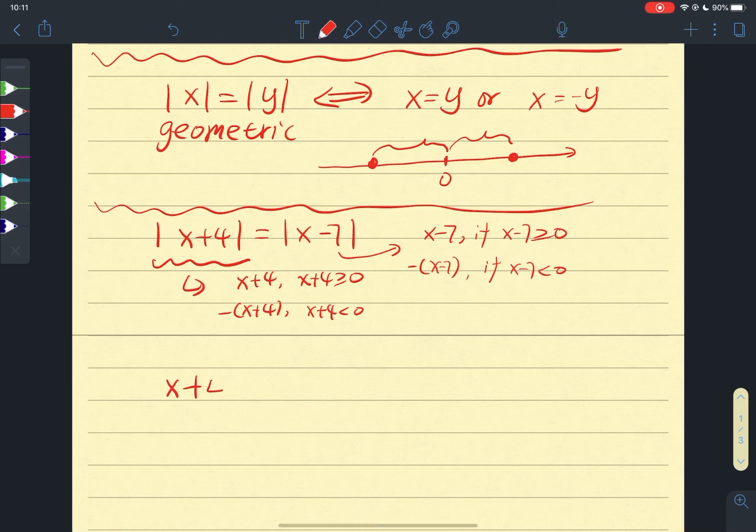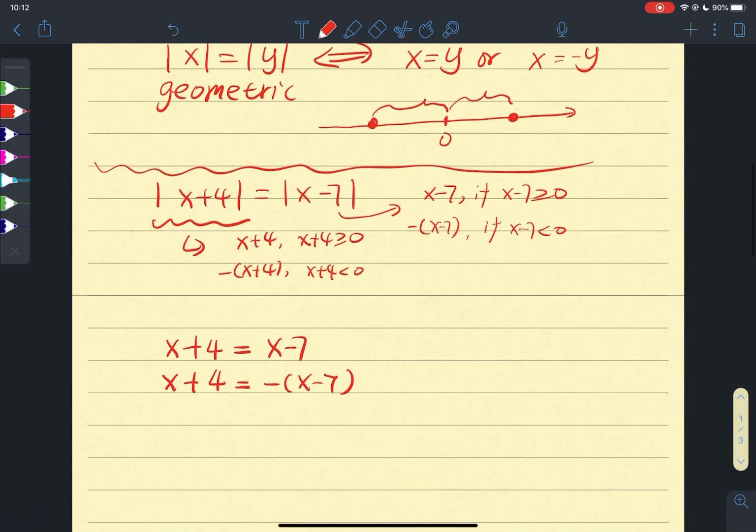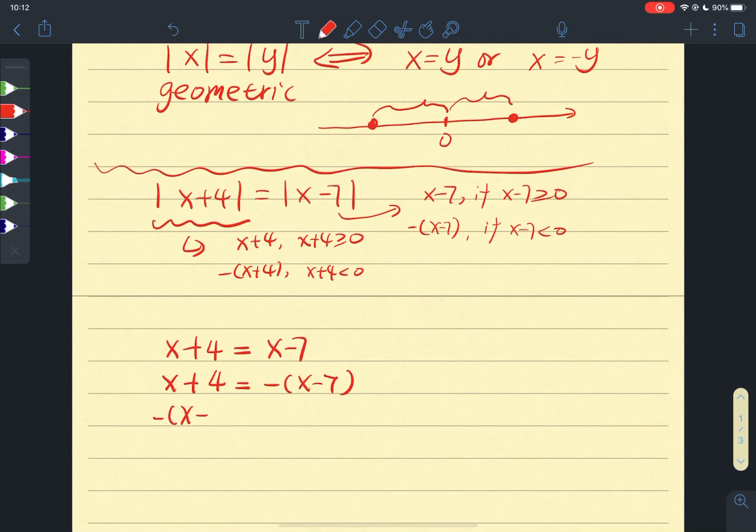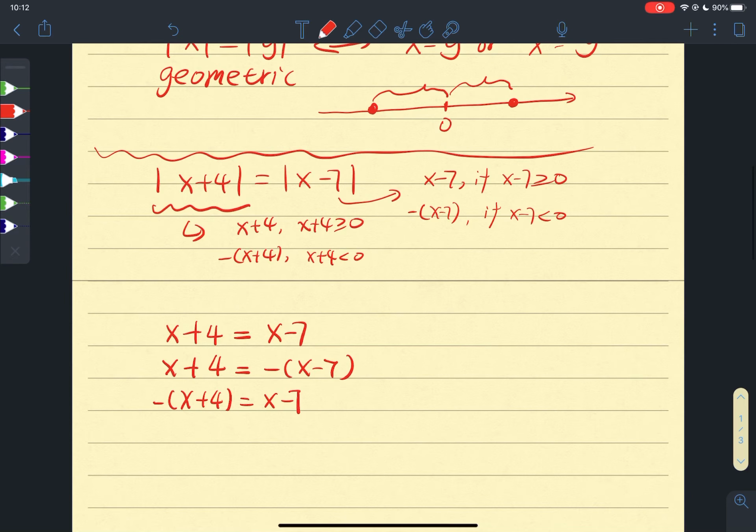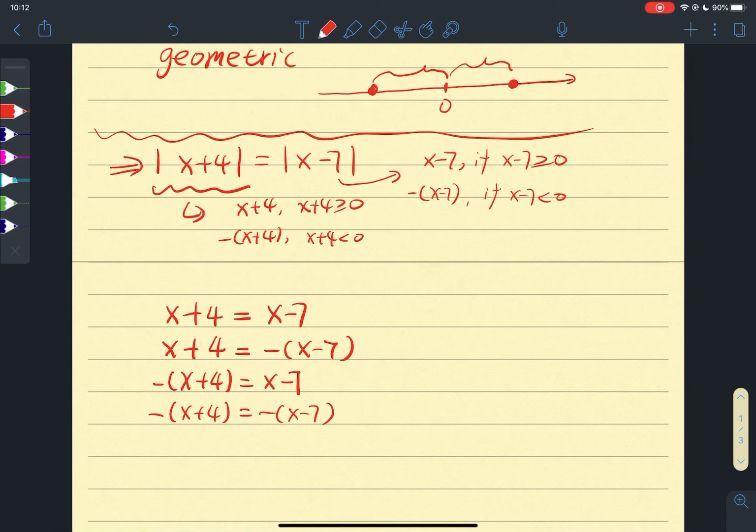Which means if both x plus 4 and x minus 7 are positive, or at least non-negative, they're supposed to be the same. Or if x plus 4 is positive, but x minus 7 is negative, then the absolute value expression is going to be translated into this. And vice versa, if x plus 4 is negative, but x minus 7 is positive, the original absolute value equation is equivalent to this. Or the last case, both x plus 4 and x minus 7 are negative, so their absolute value is equivalent to negative of x plus 4, the same as negative of x minus 7.